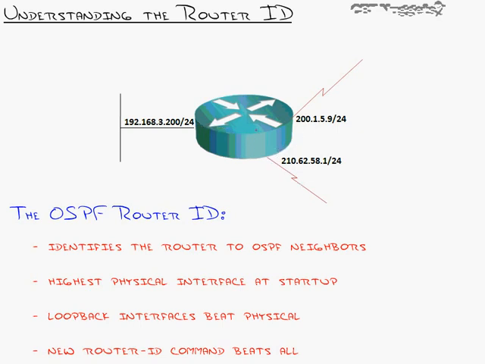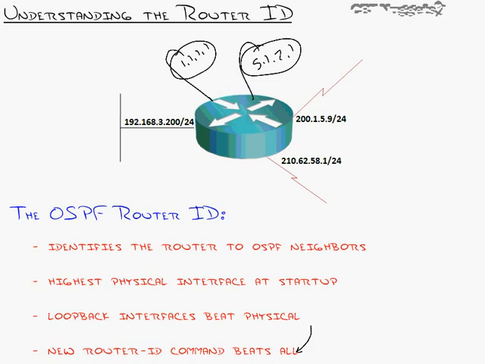Now, loopback interfaces also beat physical. So if I go in there and add a loopback interface of 1.1.1.1, an extremely low IP address, since it's a loopback, it automatically wins. Now if I add another loopback of, we'll say, 5.1.2.1, this one now wins because it's the highest loopback. And there is a new command, router-ID. The new router ID command beats all.